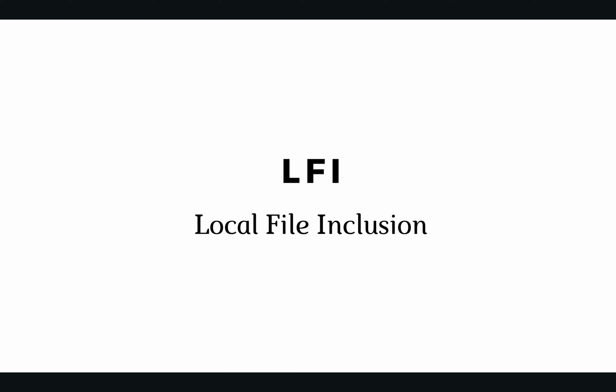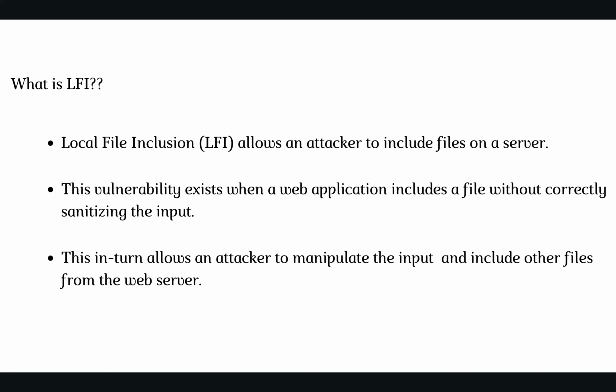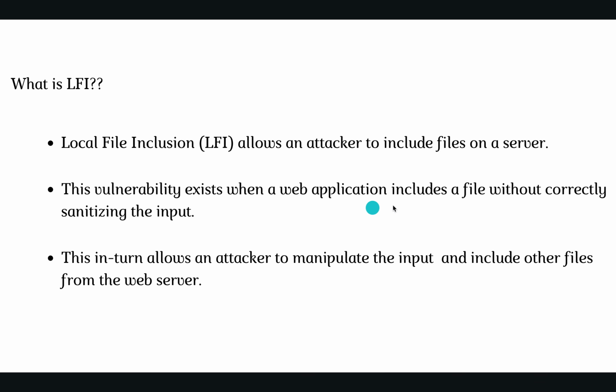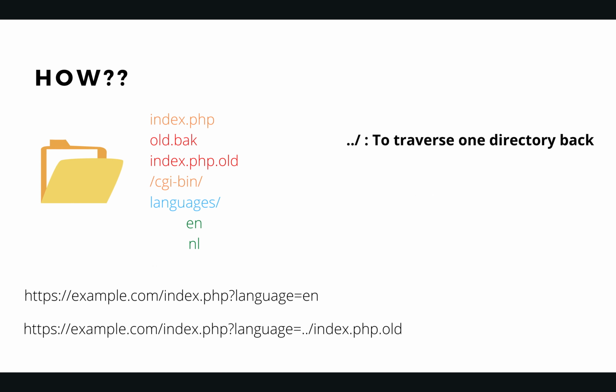I'll be talking about what this vulnerability is, where you can find it, and we'll also be talking about reports from HackerOne. So first of all, let us talk about what is LFI. LFI stands for local file inclusion, and as the name suggests, it is including a local file from the web server itself. This vulnerability exists when a web server includes a file without correctly sanitizing the input. This in turn allows an attacker to manipulate the input and include other files from the web server. So for example, these are the list of files that are included in the web server.